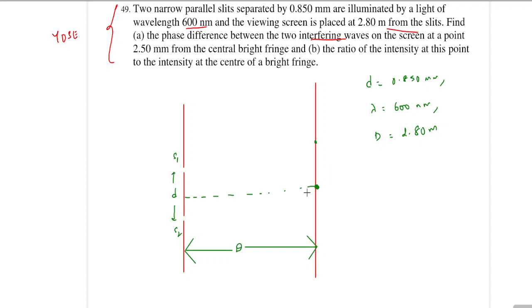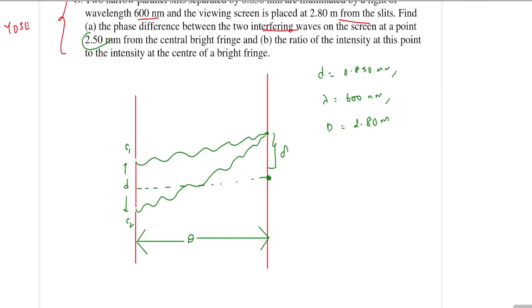It's drawn very far away, don't measure it. So we call this distance delta, for example. This delta is given as 2.50 millimeter. Now waves from here will go to this point, and waves from here also will come to this point. These waves will have different path difference. So we need to find what is their path difference.